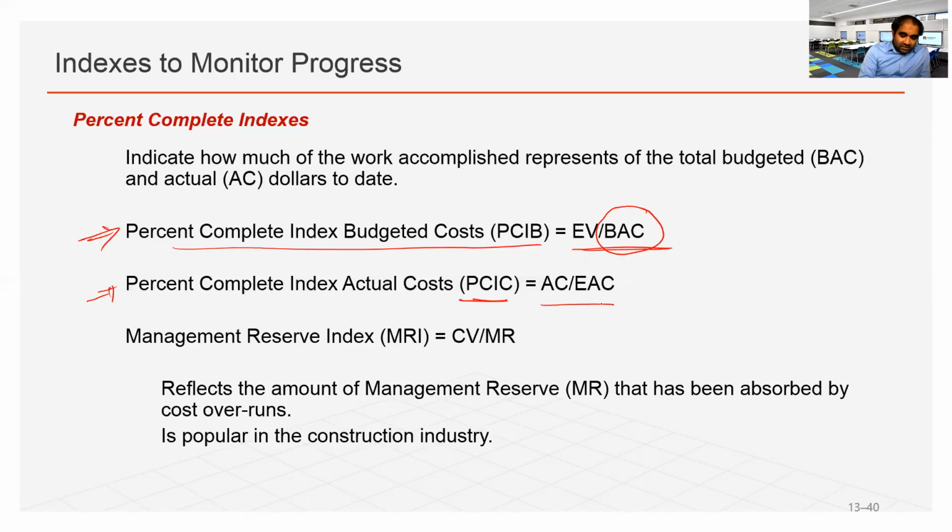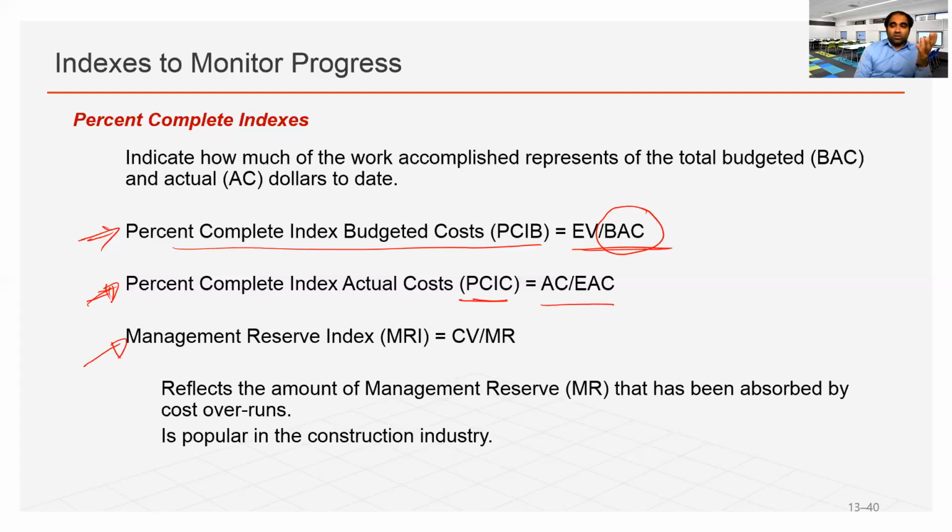Some more indexes: management reserve index. This is for every project, the top management has a specific reserve, some additional fund. If something goes wrong, there is a management reserve that we can use. What is the management reserve for after the end of each time period? It is the total amount of management reserve that has been absorbed by the cost overrun.